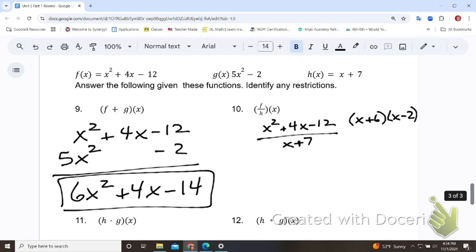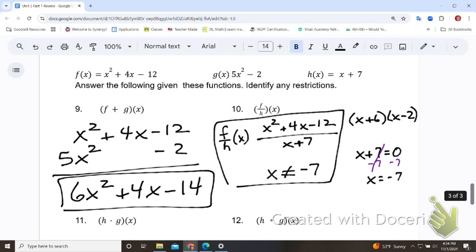So this is my f over h of x, and my restriction is x cannot equal negative 7. So to get the restriction, take the denominator only, set it equal to 0. So that means negative 7 makes the denominator 0. We can't divide things by 0. So that is why it is a restriction on the domain that it is not allowed to equal that number.